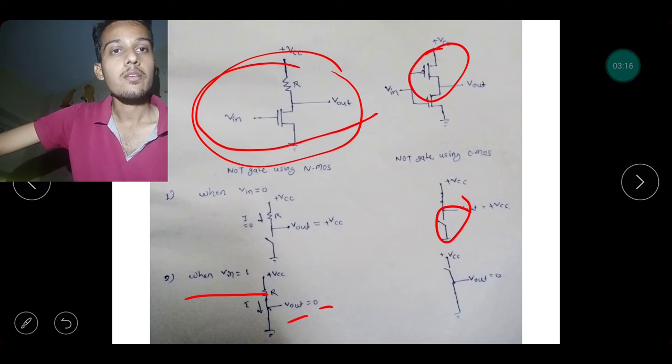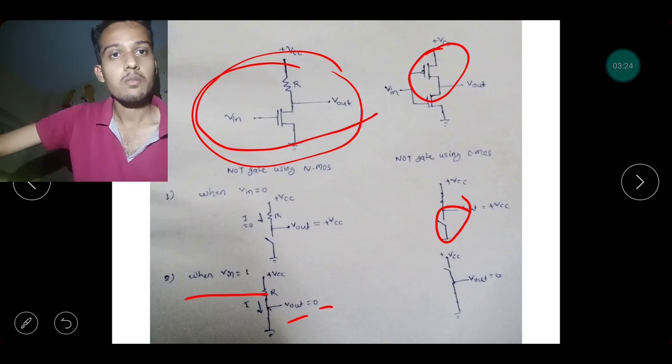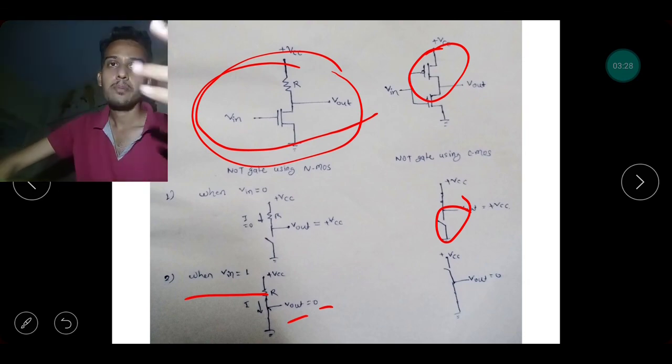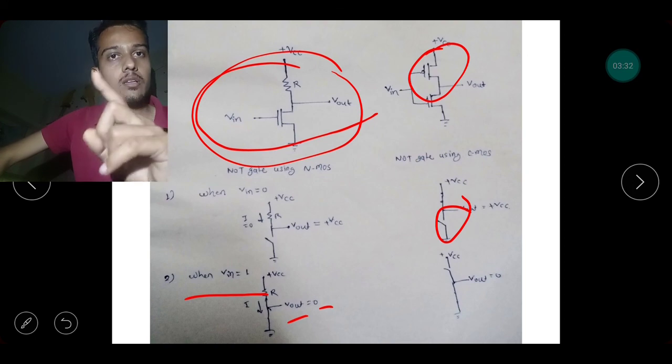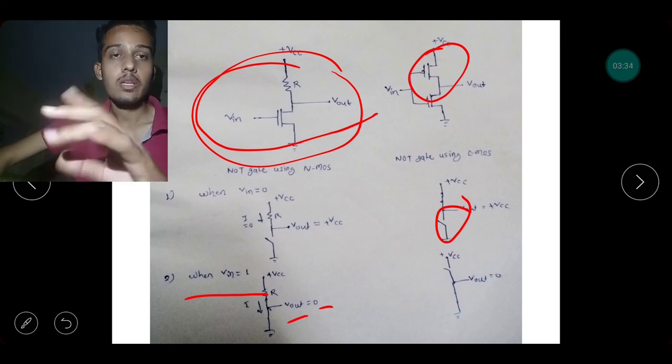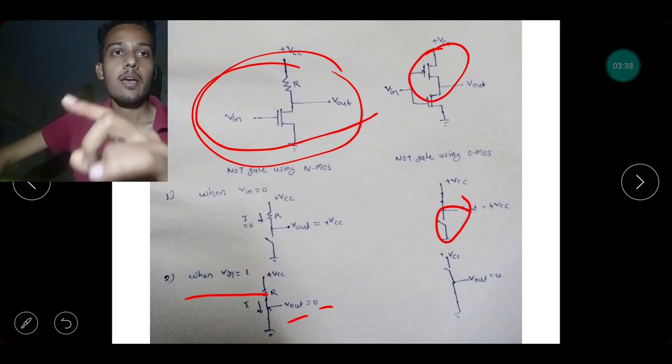But in case of NMOS, there will be at least one condition where heat dissipation will occur. If the input is low, there will be no heat dissipation, but if the input is high, there will be heat dissipation. In case of PMOS, the conditions will be vice versa, but in at least one condition in PMOS also there will be heat dissipation. That's why CMOS is better than NMOS or PMOS.